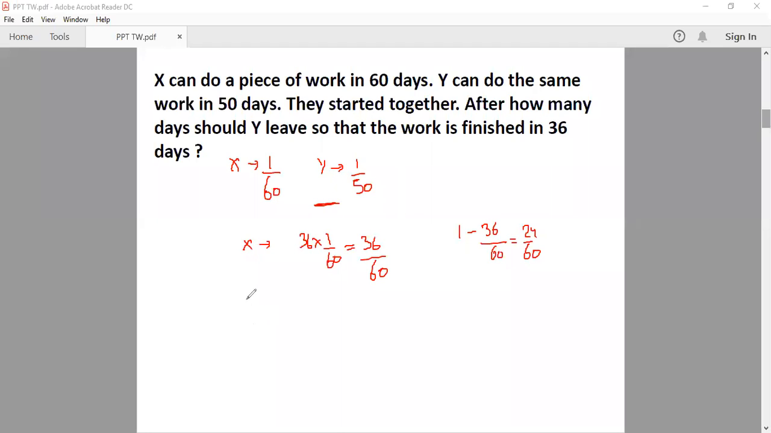ये काम y ने करना है. y एक दिन में कितना करता है? 1/50. और काम बचा कितना है 24/60, तो 24/60 divided by 1/50. So this is nothing but 24 into 50 divided by 60, that is 20 days again. Okay, so whether you do it by unitary approach or you do it by fraction approach, answer would be same.